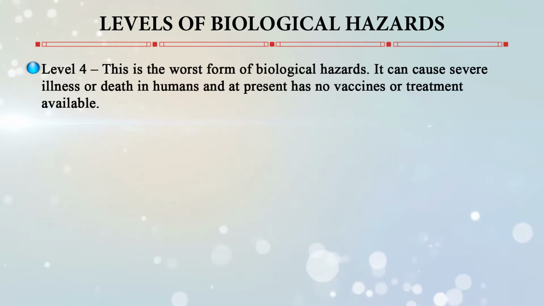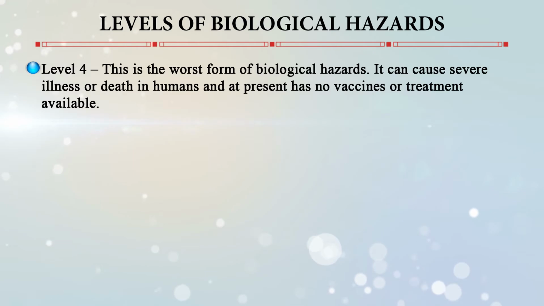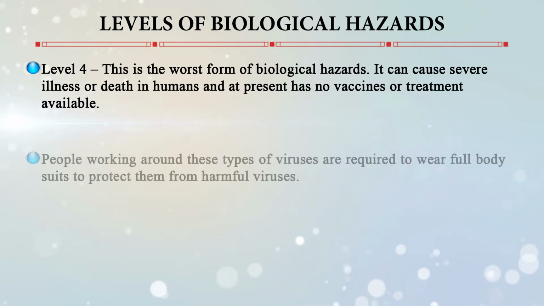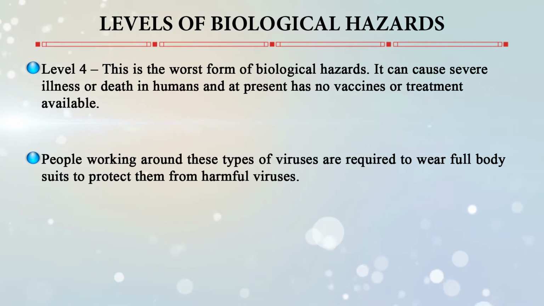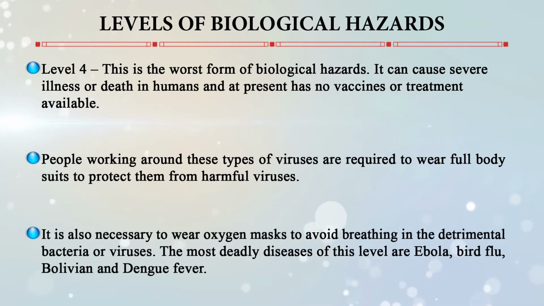Level 4. This is the worst form of the biological hazards. This can result in severe illness or death in humans, and at present there is no vaccine or treatment available. People working around these types of viruses are required to wear a full body suit to protect them from the harmful viruses. It is also necessary to wear an oxygen mask to avoid breathing in the bacteria or viruses in that area. For example, doctors, nurses and other health officials and healthcare workers are working with such infectious bacteria and viruses in the laboratory and also in the field when they are treating infected people. The most deadly diseases of this level include Ebola, bird flu, Bolivian hemorrhagic fever and dengue fever. So these are the worst forms of the biological hazards.